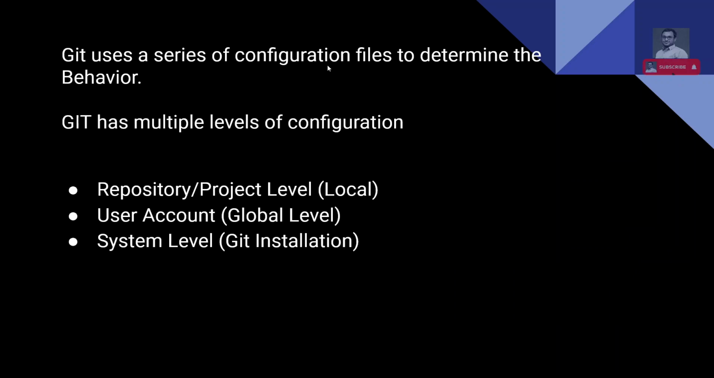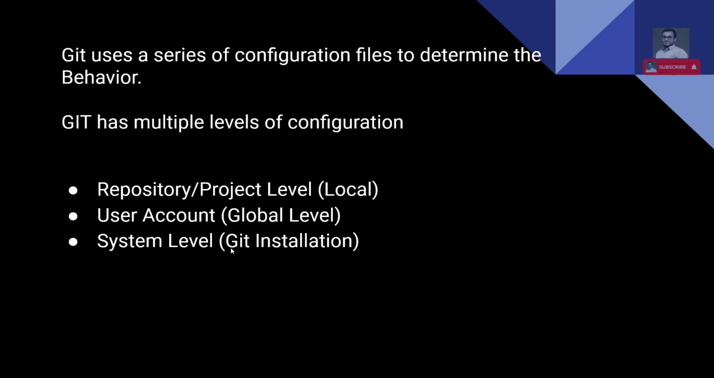Git does not use a single configuration file. It uses a series of configuration files to determine its behavior. Git has multiple levels of configuration. What are those levels? First is the project level. Second is the user account level, which is your computer user, the system user you are using. And the system level is the Git installation folder.